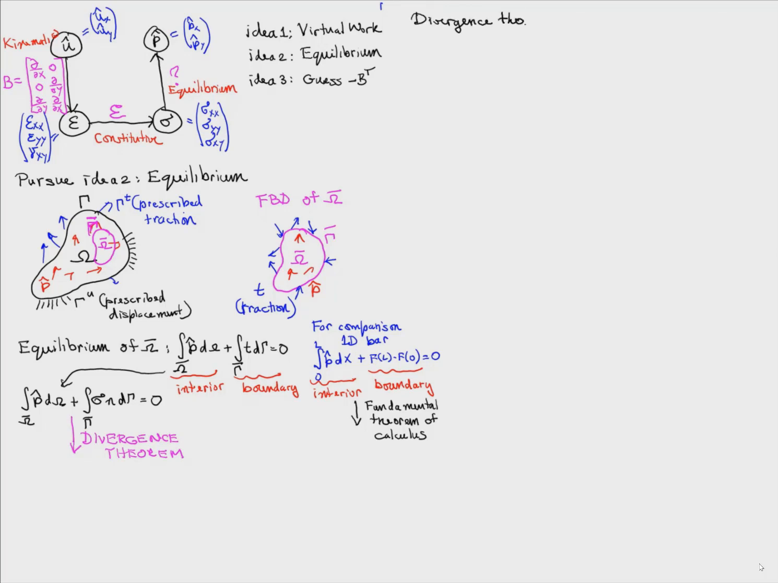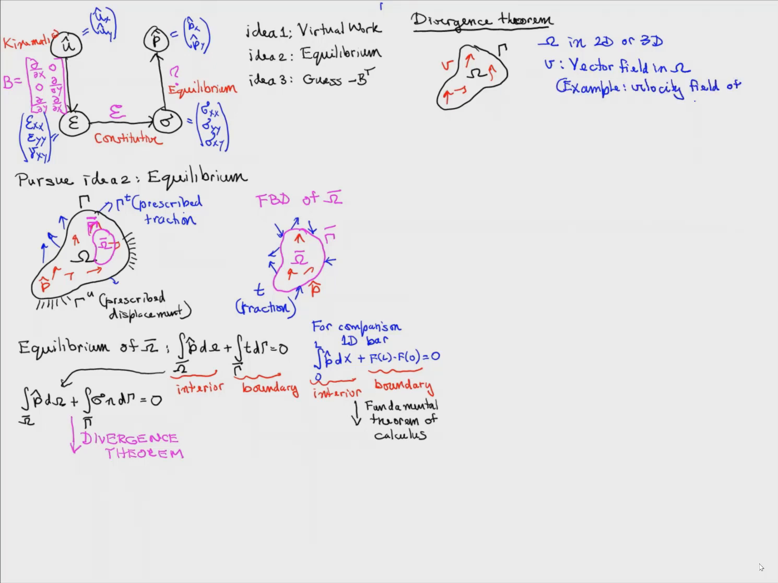So let's say that we have a two-dimensional region. And in this region, there is a vector field called V. This could be, for example, a velocity, that's water flowing in this region, and the velocity vector field of the water is V, for example. Now, divergence from Calc 3, if you remember, is defined as dvx by dx plus dvy by dy.